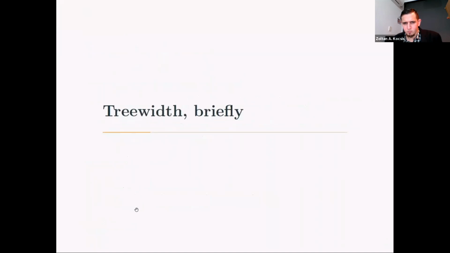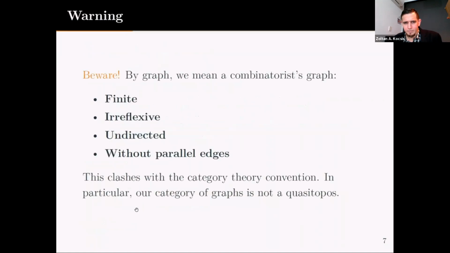So, before I explain how these spined categories work, let me give you a bit of intuition, just a bit, for Treewidth itself. And to do that, I'm going to start with a warning. When I say graph in this talk, I'm going to mean finite graphs that are not reflexive, edges are not directed, and there are no parallel edges starting and ending at the same node.